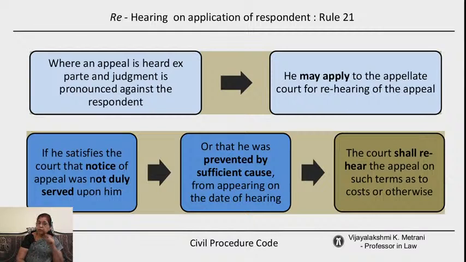If he satisfies the court that he has not been served the notice which should be served upon him, or he was prevented by sufficient cause from appearing on the date of hearing, then the court shall rehear the appeal on such terms as costs or otherwise. See what happens, Rule 21 gives an opportunity to the respondent to once again come before the court even though he has been set ex parte, because there may be some reason why he did not come before the court.